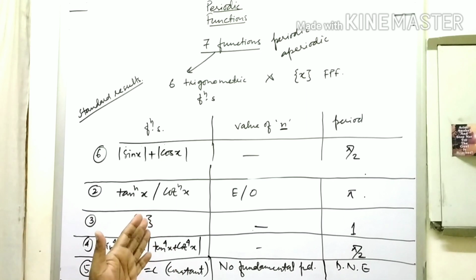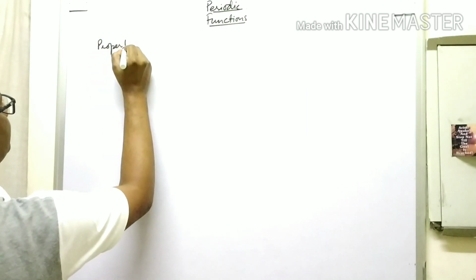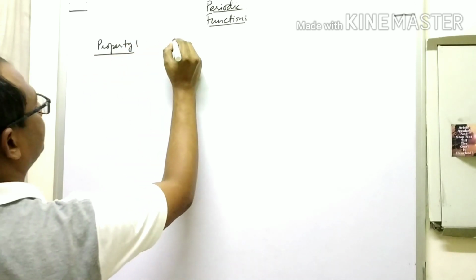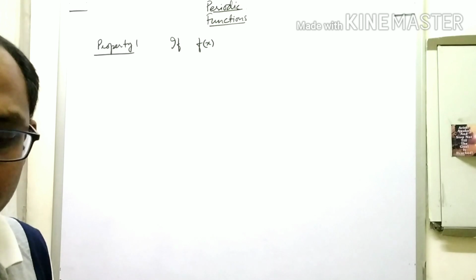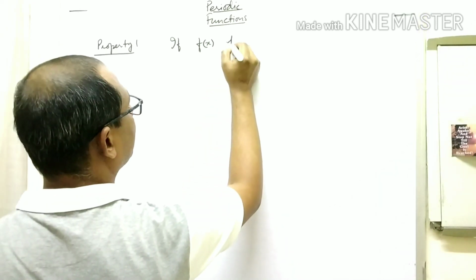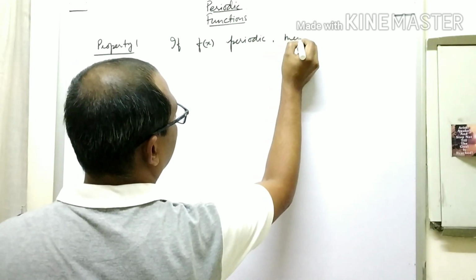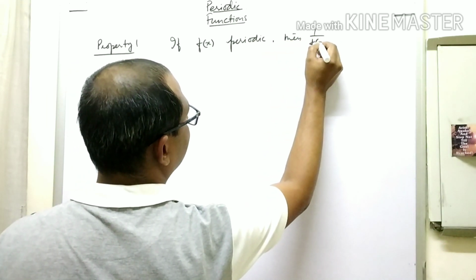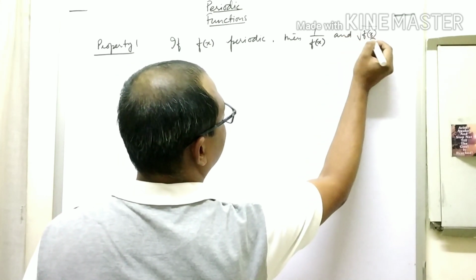Okay, along with a few properties. Property 1 is, if f(x) is periodic, then 1 by f(x) and root over f(x) also will be periodic.